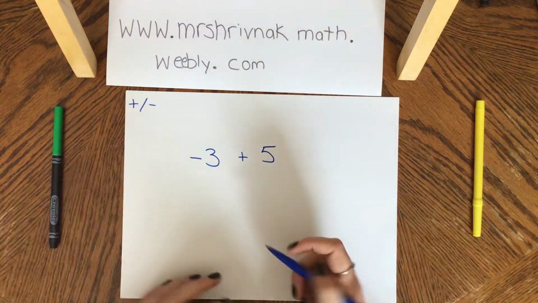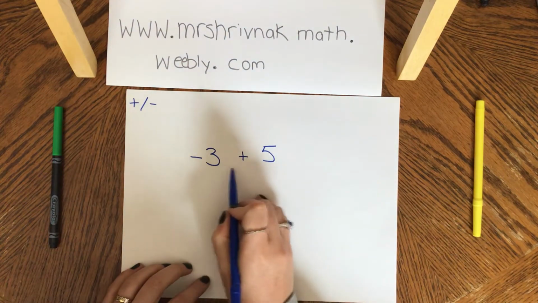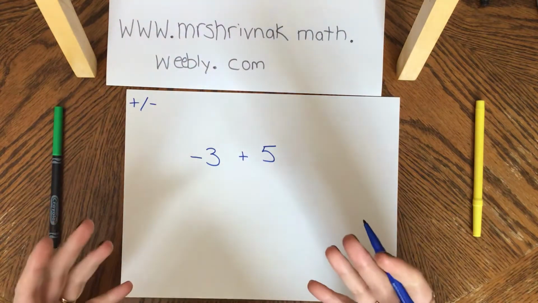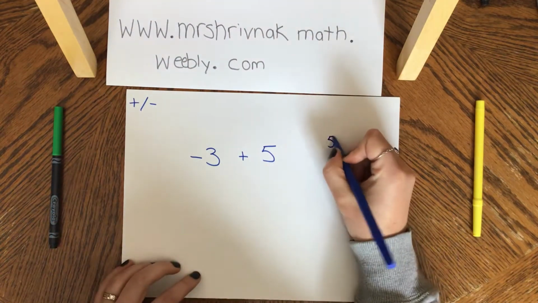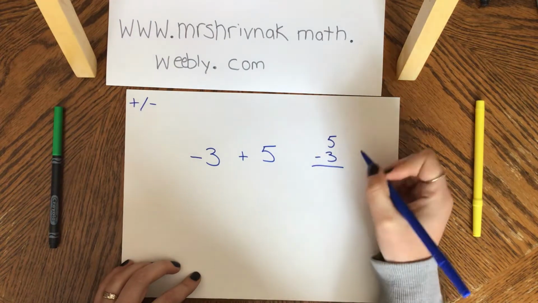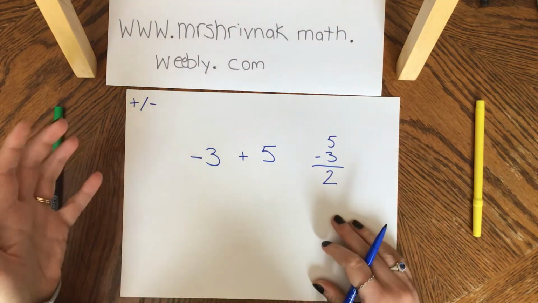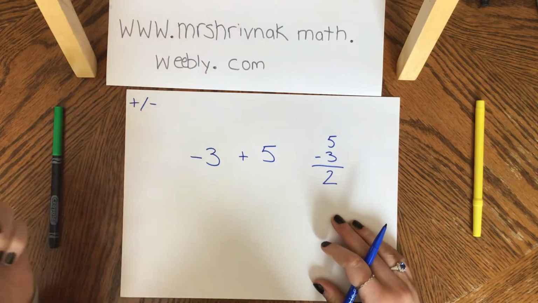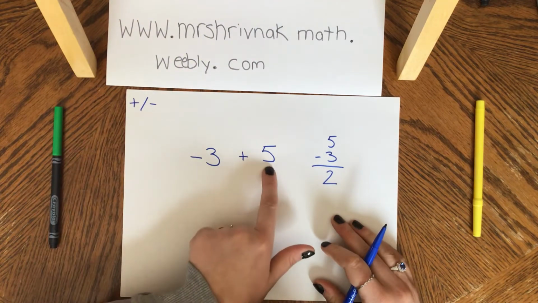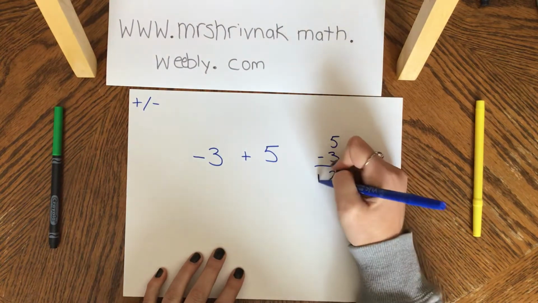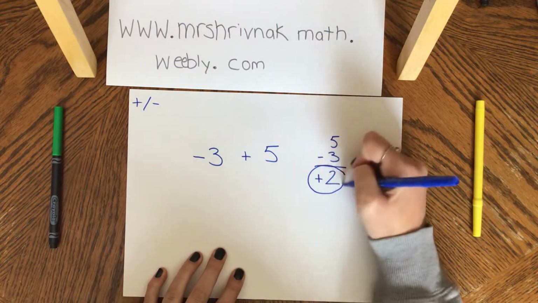So in this case, I have a -3 and a +5. The signs are different, so I'm going to subtract. So I have 5 take away 3, and I get 2. And then the second part of the song is keep the sign of the larger number, and that's 5. 5 is bigger, it has a plus in front of it, so I know that my answer is +2.